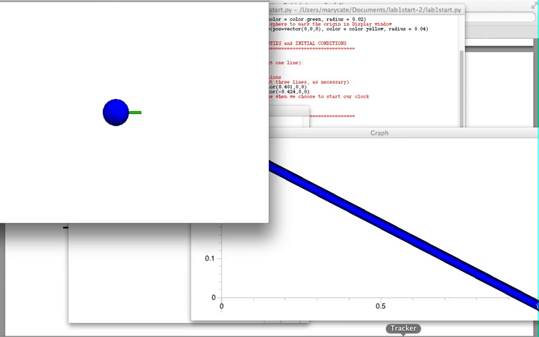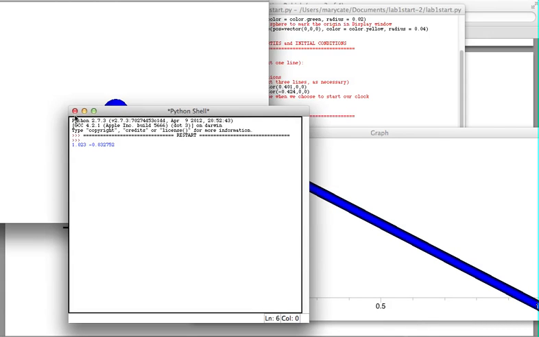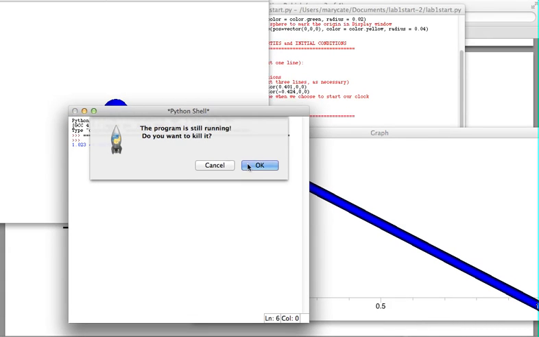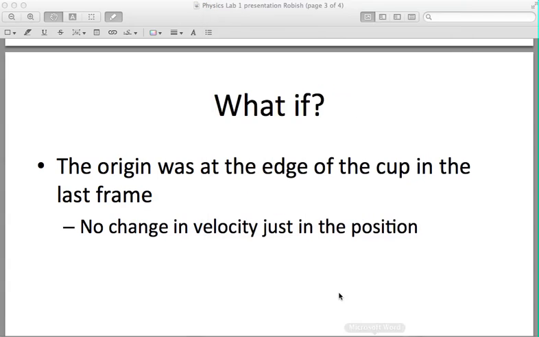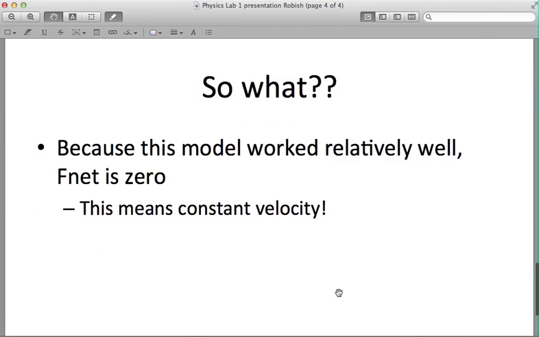So this brings us back to the question of what does all of this mean? Because the model worked relatively well, the F-net is 0. So this means constant velocity, basically. If you had created a model of the F-net as non-zero, it would not have matched nearly as well as this model did, proving experimentally that constant velocity is present when the F-net is 0.